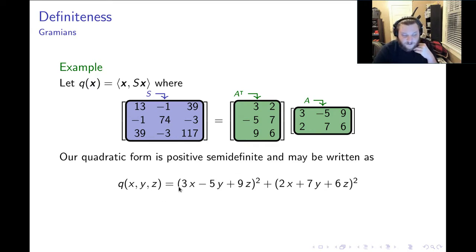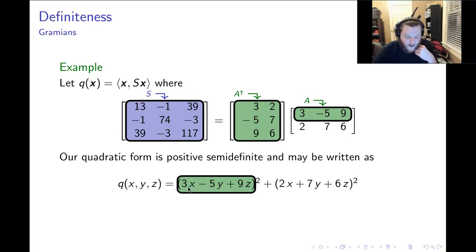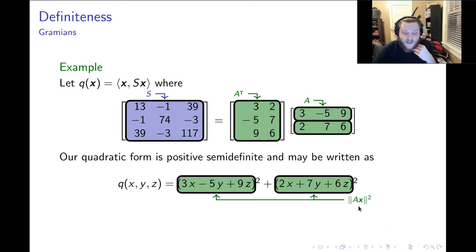So this quadratic form is the quantity 3x minus 5y plus 9z, squared, plus the quantity 2x plus 7y plus 6z, squared. The first term is what we get when we take an inner product of the first row of A with the variable vector. And the second term is what we get when we take an inner product of the second row of A with the variable vector. So the sum of these two squares is the length of A times x, squared.